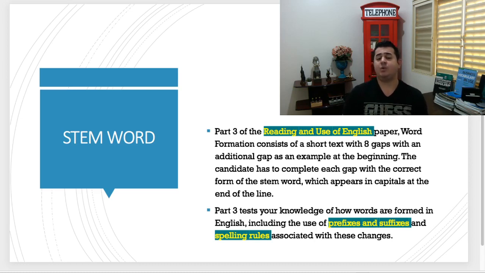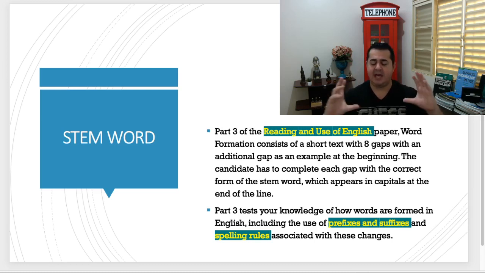Word formation consists of a short text with 8 gaps, with an additional gap as an example at the beginning. All candidates have to complete each gap with the correct form of the stem word, which appears in capitals at the end of the line. So basically, you're going to see a word in capitals, and you need to convert that word. That word has to make sense, so you need to be aware of the lexical part of the word, okay?